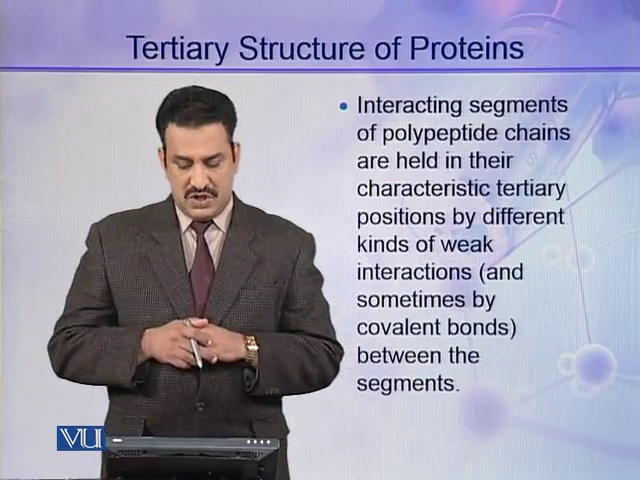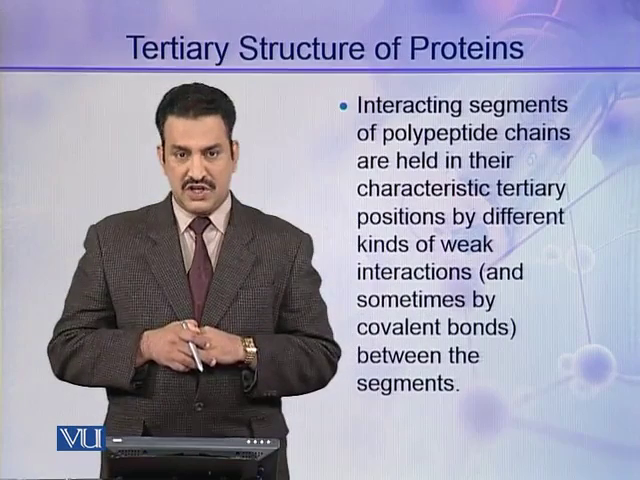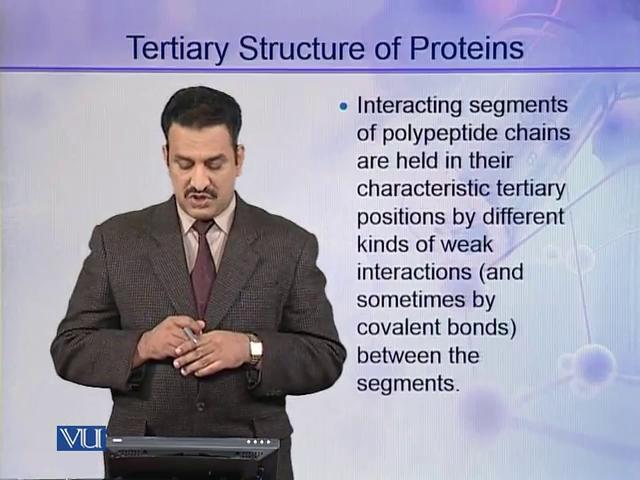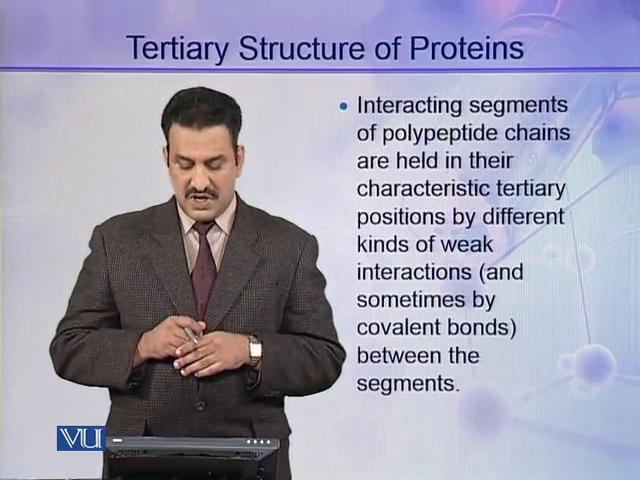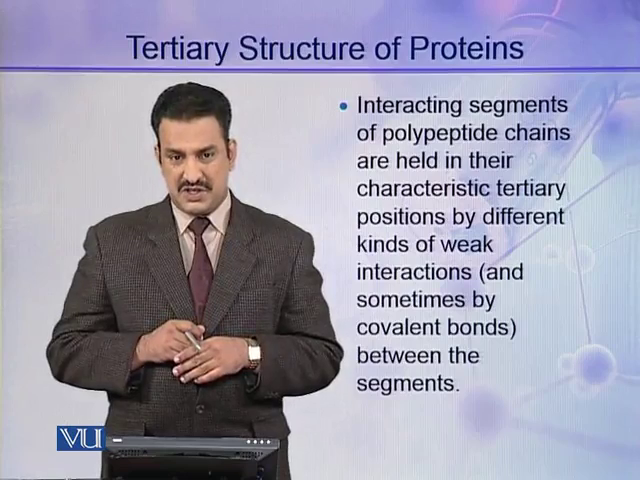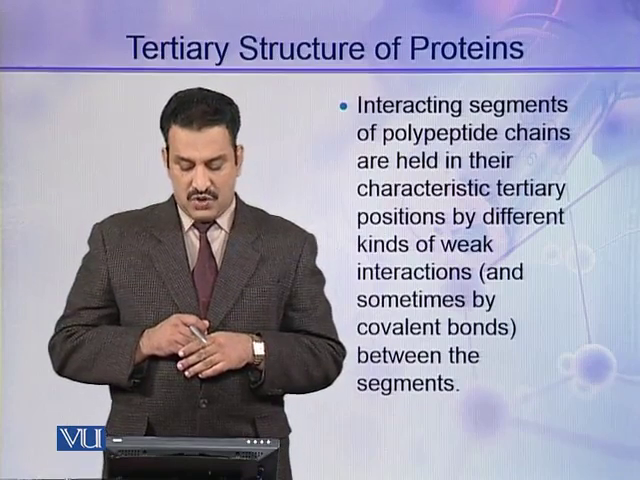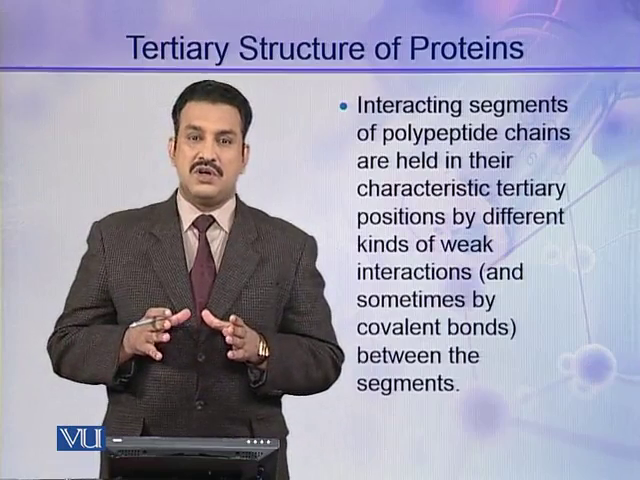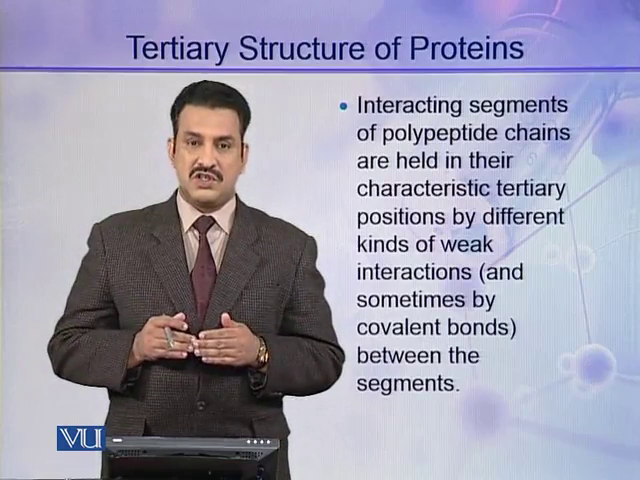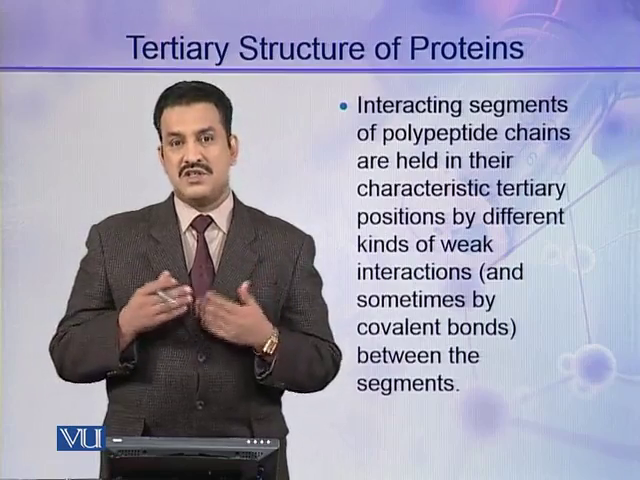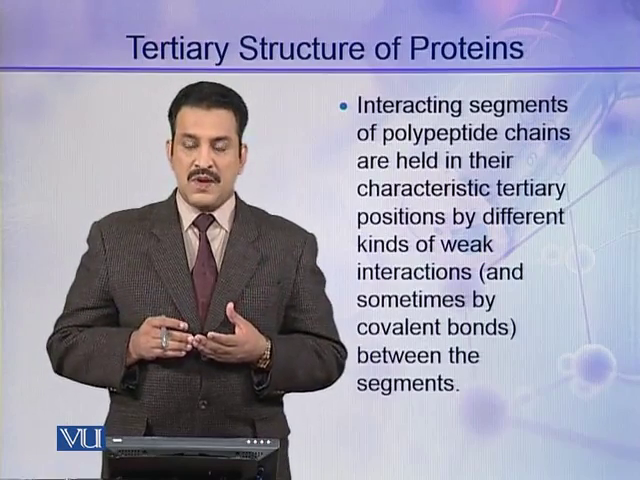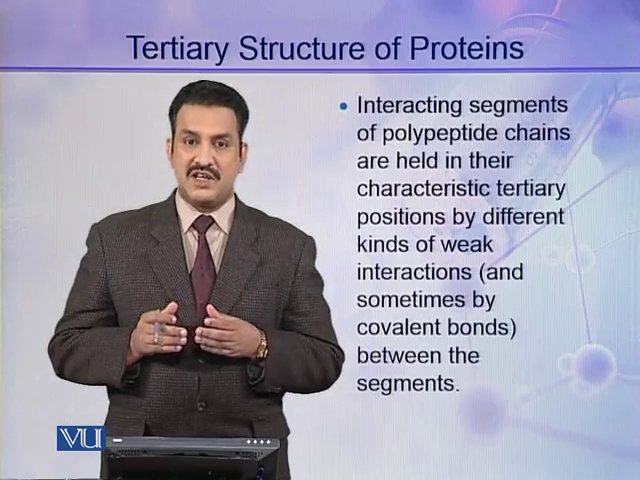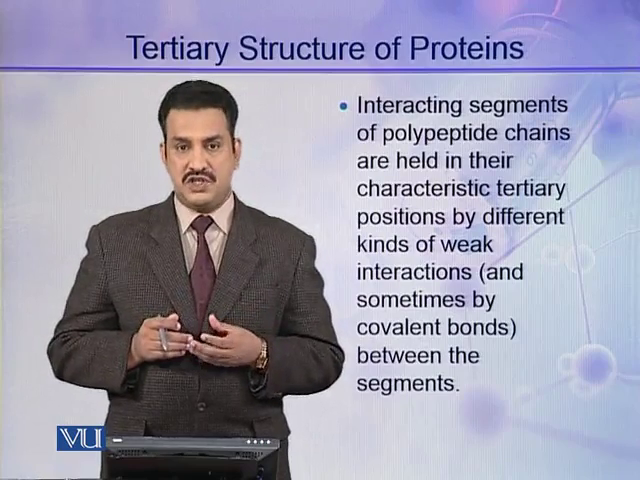Interacting segments of a polypeptide chain in a tertiary structure are held in their characteristic tertiary positions by different kinds of weak interactions and sometimes by covalent bonds as well. As you know, this tertiary structure is a fully folded conformation, and this fully folded conformation is also a stable conformation like alpha helices and beta sheets.